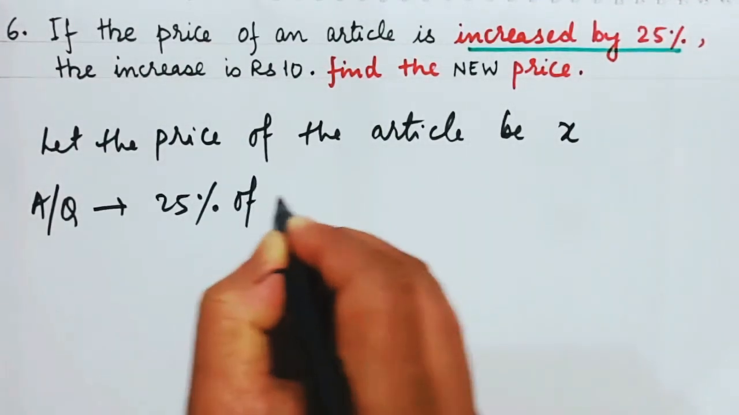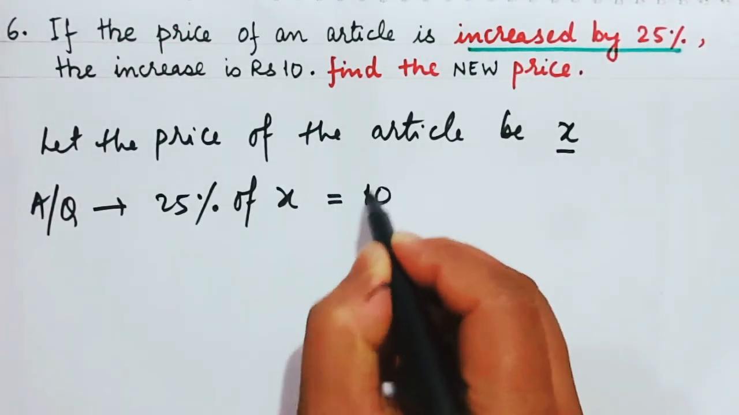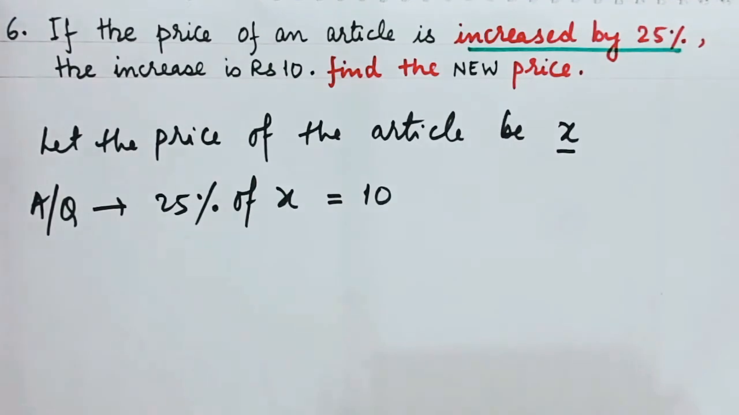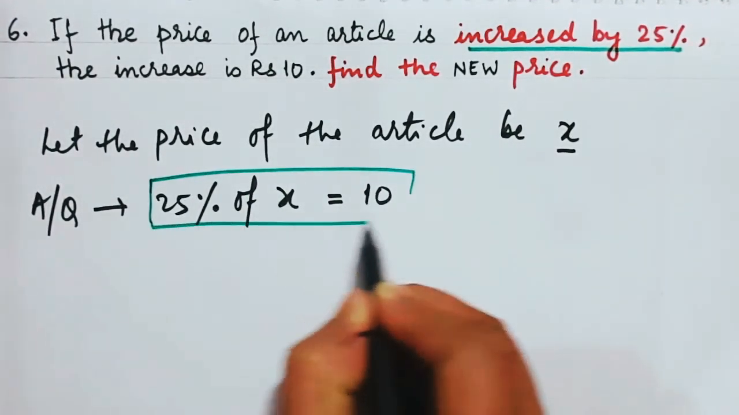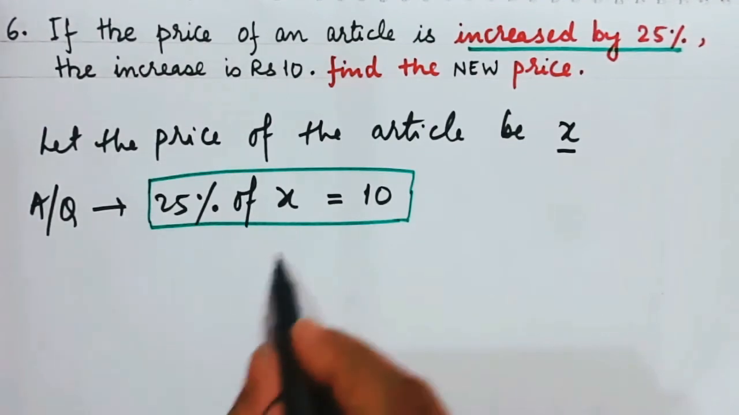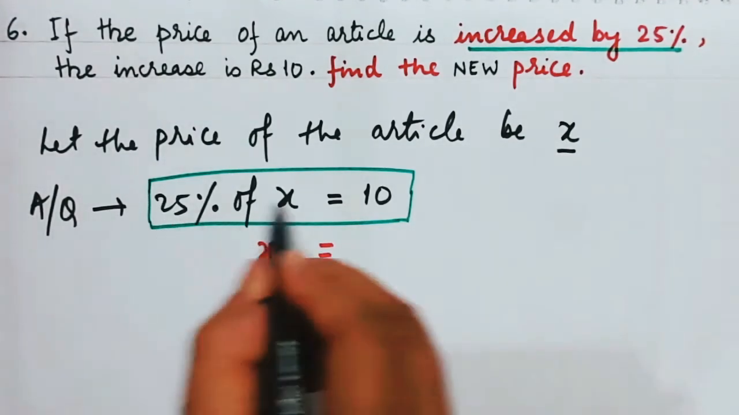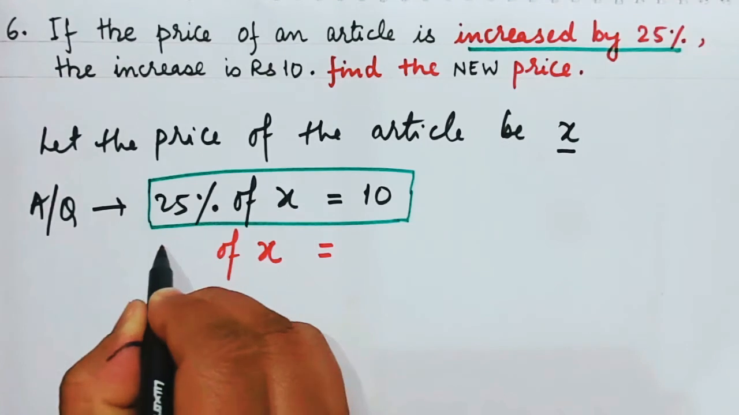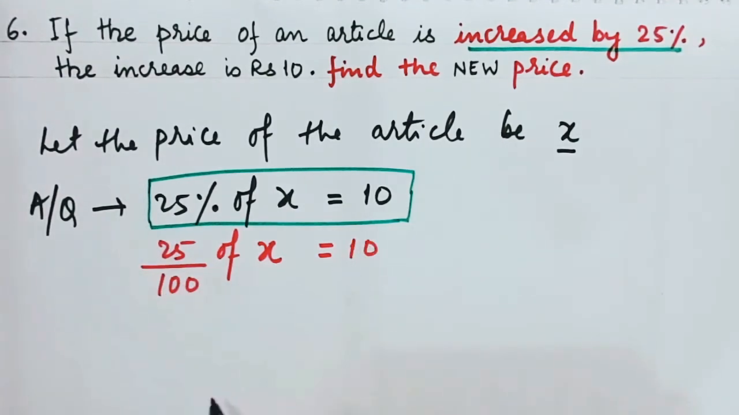25% of this original price is equal to 10. So my dear, if you get this equation, if you are able to find this particular equation, you can easily find out the value of x. This means the value of x over here will be equal to how much? Let's see. 25% of x means 25 by 100 of x is equal to 10.